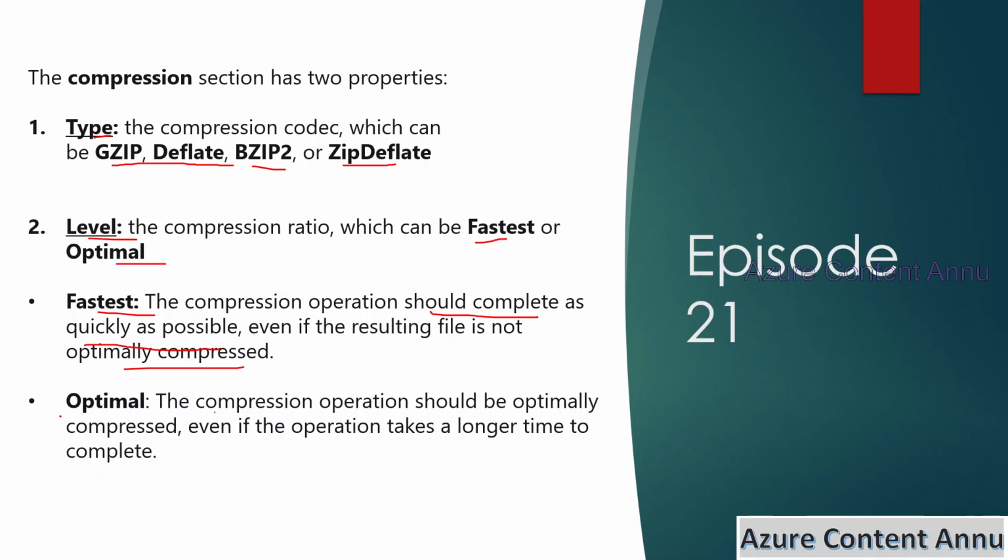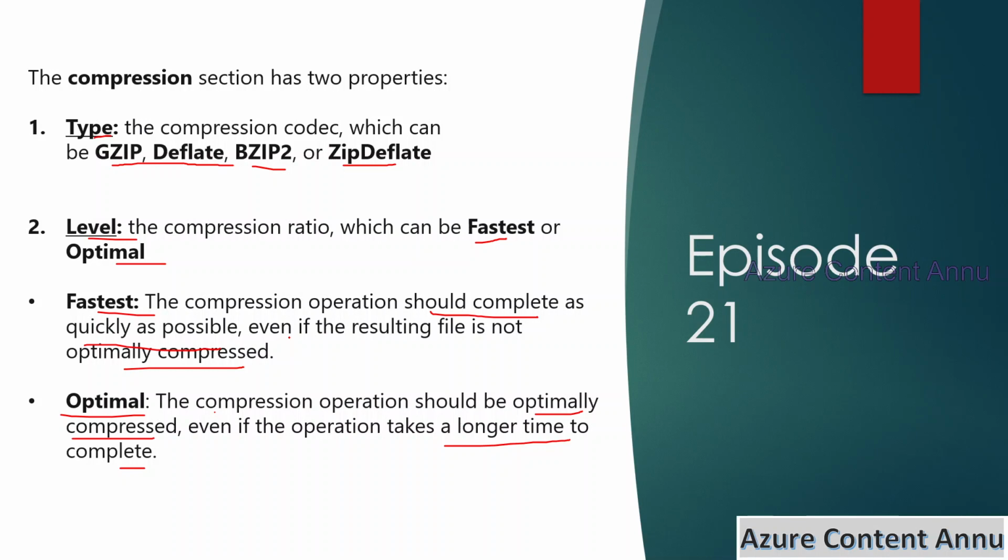Okay, and the second option is optimal. So when we select the compression level as optimal, copy activity tries to optimally compress the data. That means even if it takes longer time, it tries to maintain the quality and it tries to make the compression as optimal as possible.